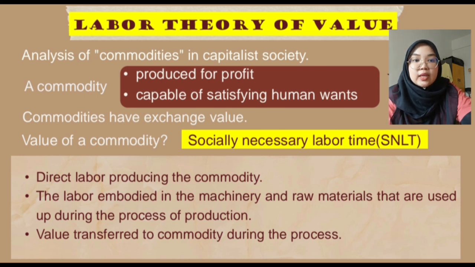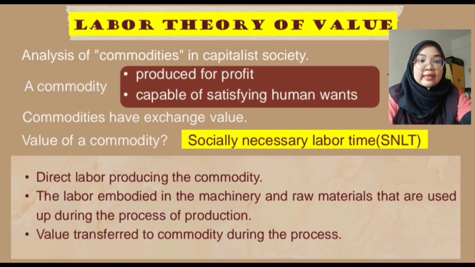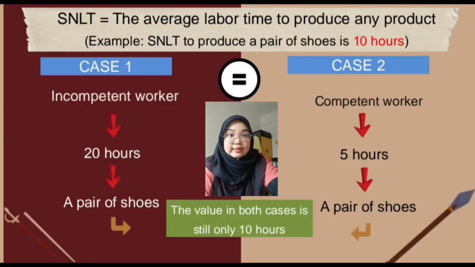Marx's essential response is the socially necessary labor time, or SNLT, that is embodied in the good or service, taking into account the typical production conditions and the typical skills and intensity of labor at the period. SNLT covers the value added to the commodity during this process as well as the direct labor involved in creating the commodity. It also includes the labor that is embedded in the equipment and raw materials that are consumed during production. Let us give you an example that might help you understand better.